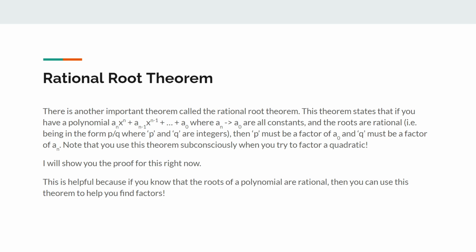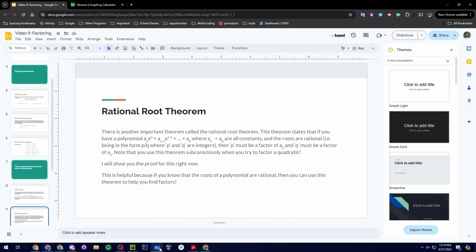Then p must be a factor of a sub 0 and q must be a factor of a sub n. And this is true all the time. You also do this subconsciously when you're trying to factor a quadratic. I will show you the proof for this right now because it's pretty cool.